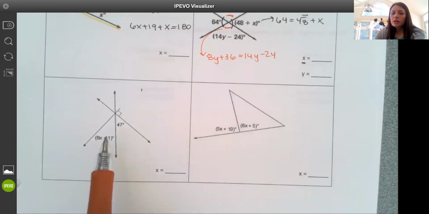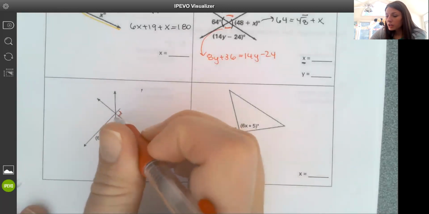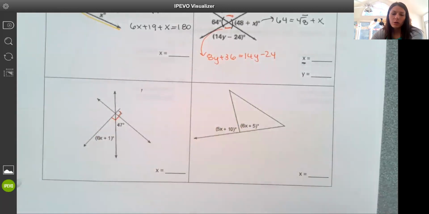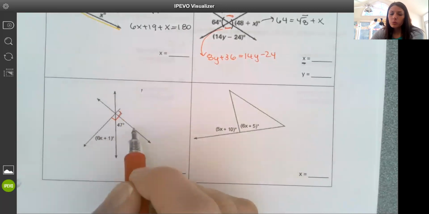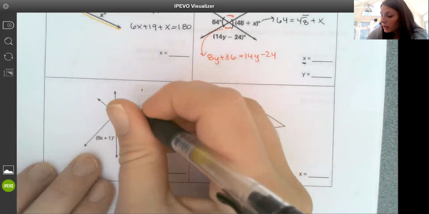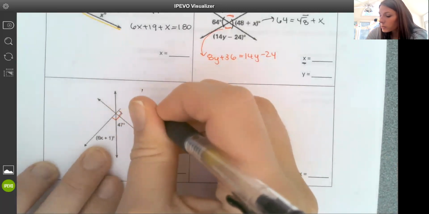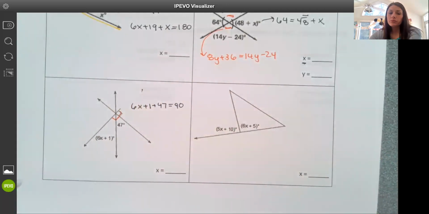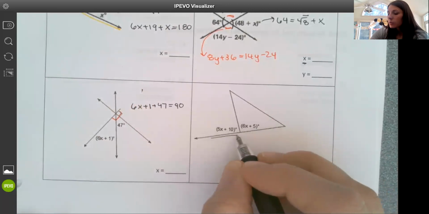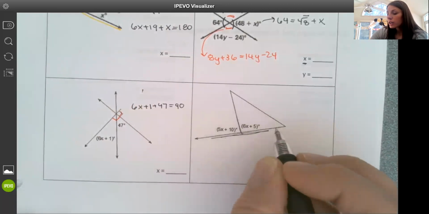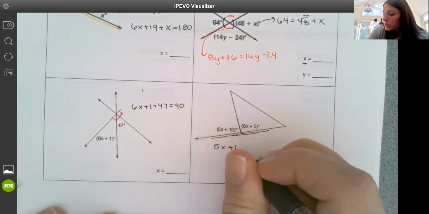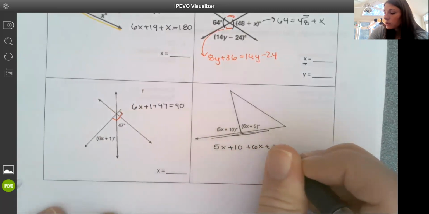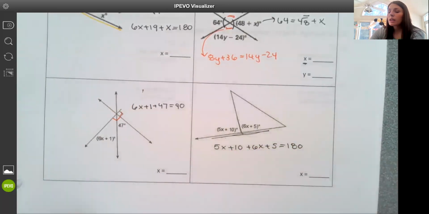Our next one gives me 90 degrees here, which means it has to be perpendicular on both sides. This plus this is complementary angles. 6x plus 1 plus 47 has to add up to 90 degrees. Our last example creates a line. These two angles create a line. So 5x plus 10 plus 6x plus 5 has to add up to 180.